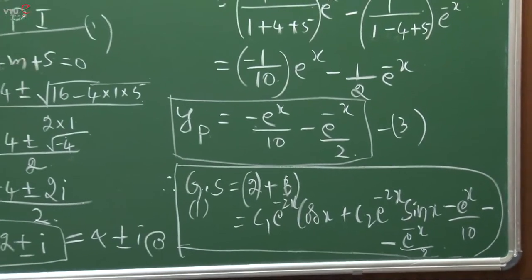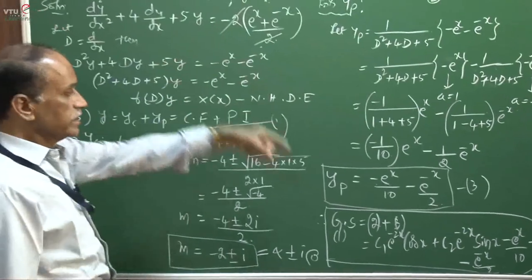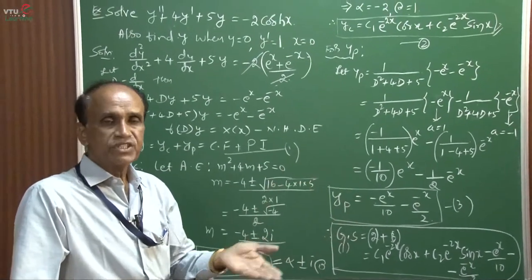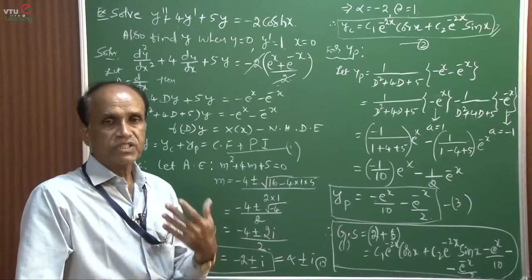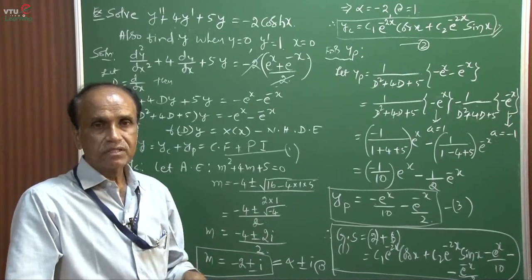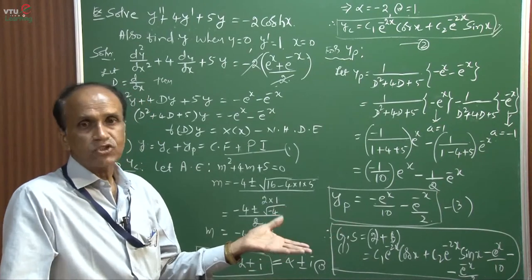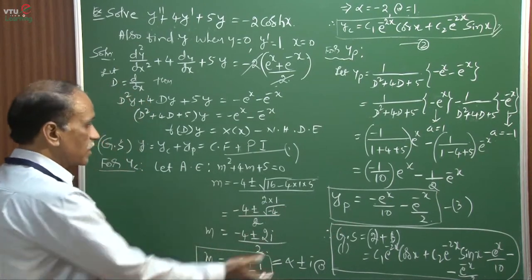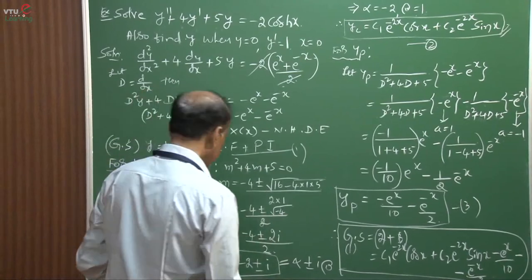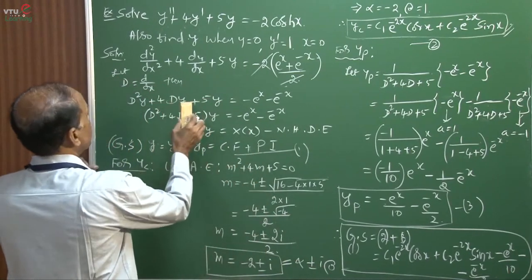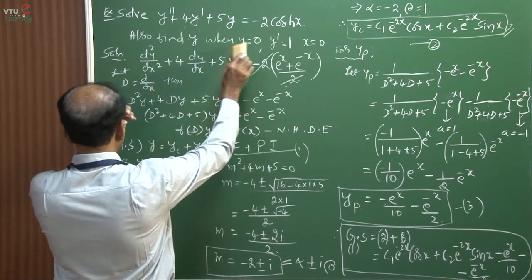Now, this is what we call a general solution, but in this problem initial conditions are given. Those initial conditions will help us to calculate the values of the constants as numerical values. Let us see how these numerical values can be evaluated using the given initial conditions. Okay, so what are the initial conditions? Here it is given.